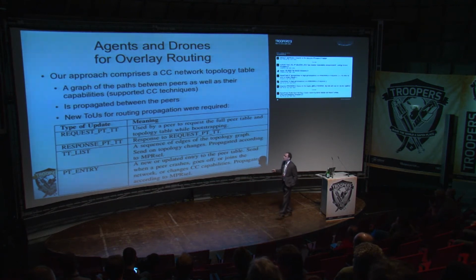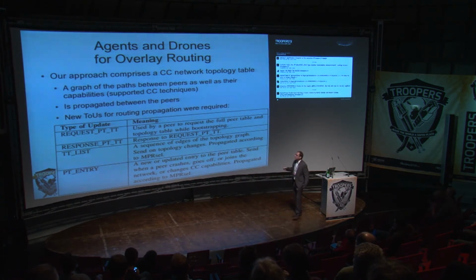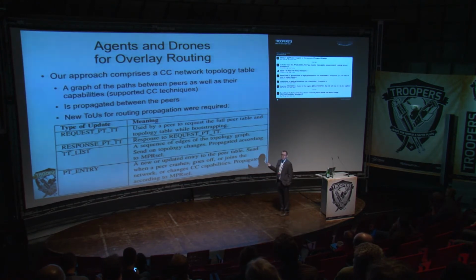We added some type of updates to inform the peers about the other peers in the overlay network, about the routing topology, and he only required 4 TOUs for that purpose. So it's very efficient. You only need 2 bits actually if you only implement the routing.